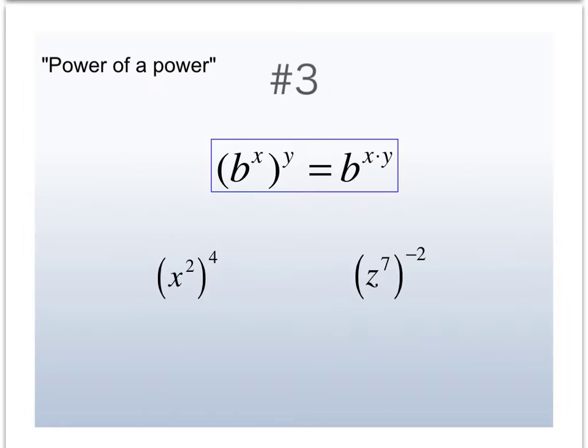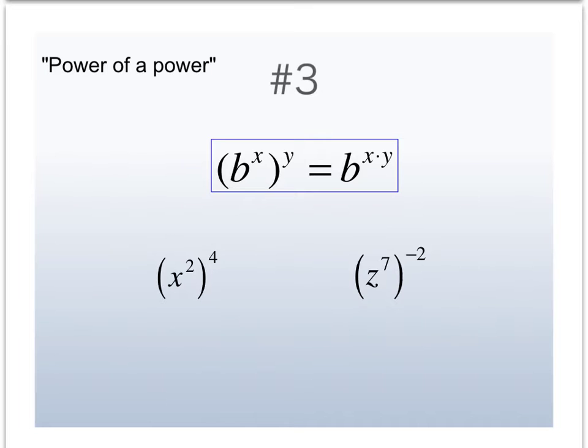This third rule is sometimes called power of a power because you're taking b to the x power and then raising that to the y power. When that happens, and usually you'll see that's denoted by parentheses, you multiply the x times the y. So again, rule number 1, when we had b to the x times b to the y, we were adding. Now it's b to the x to the y, or again, the power of a power, we're going to multiply.